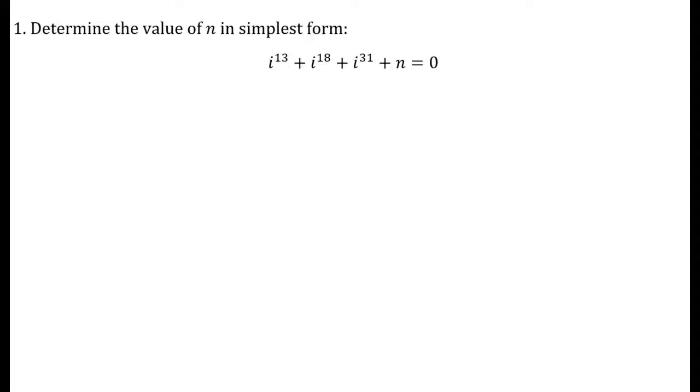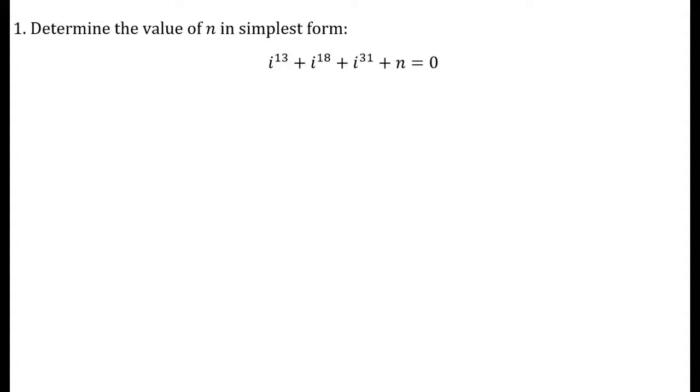Number 1, determine the value of n in simplest form. So we have the equation i to the 13th plus i to the 18th plus i to the 31st plus n has to equal 0. Well, when we see powers of i, we want to simplify them. We want to make them more manageable.